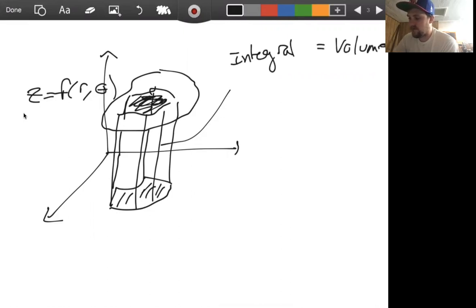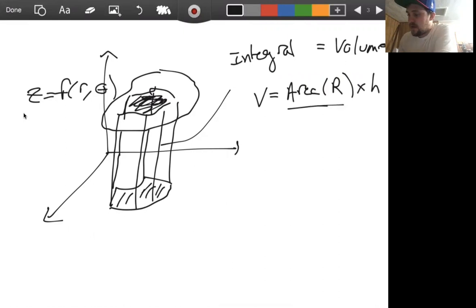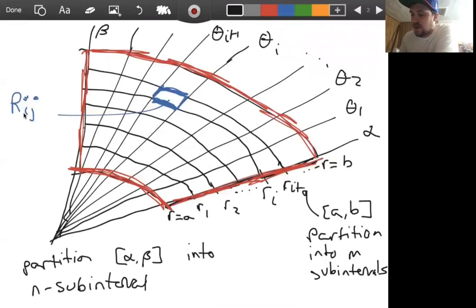And so how would we define the volume here? Well, it's going to be the area of the region R times the height, I'll just say h here, right? And so what we need to do first is come up with a formula for the area of this region R. And we can find the area of this region R by first finding the area of these R_ij's, just like we did in the past, and then summing up their areas, right?